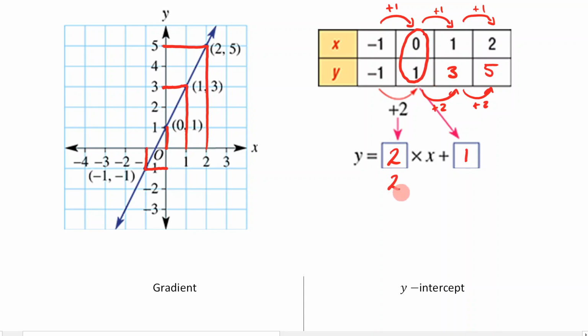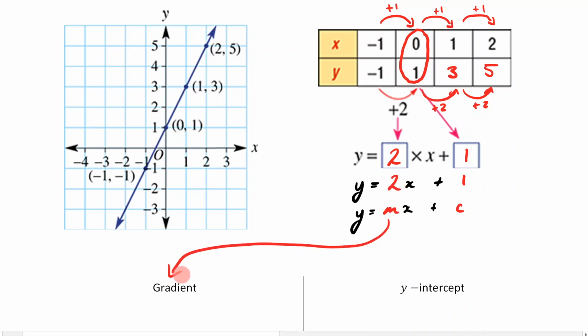We could write this a bit nicer, just so it's a bit cleaner here. What we're saying here is that my y is equal to 2x plus 1. Now, notice how this is in the form of my gradient-intercept form. So my m is 2 and my c is 1. So here I have y is equal to mx plus c, when my m value is 2 and my c value is 1. So what I have just told you is that my m value, 2, is my gradient.